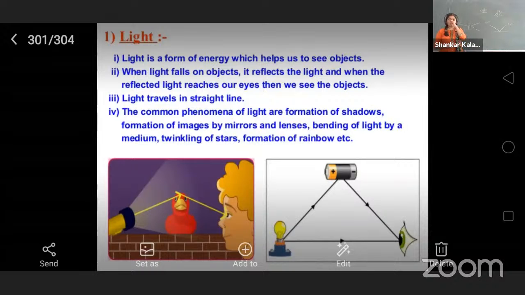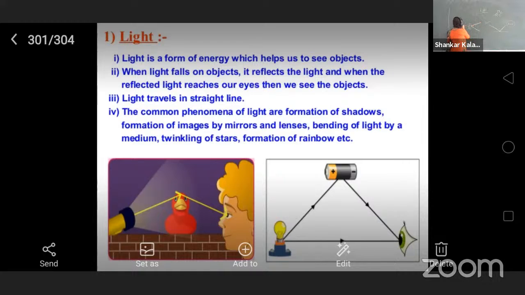Yes, students. So when light falls on an object, it reflects the light, and when the reflected light reaches our eyes, then we see the object. So when we put the light on the objects, this light reflects and reaches our eyes. How can you see the line of the light? Whenever the light falls in this way, one is the light which is reflected by that line.